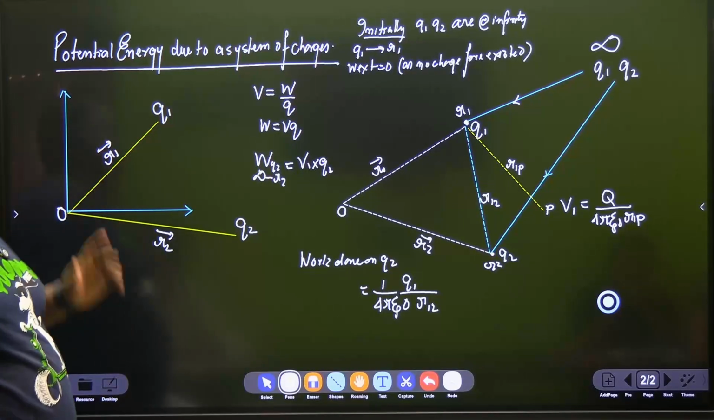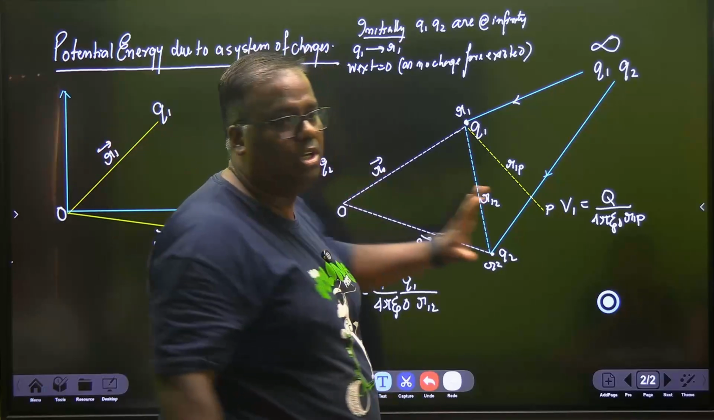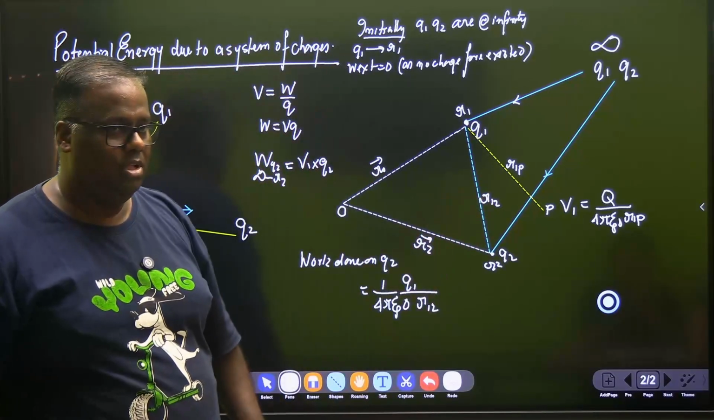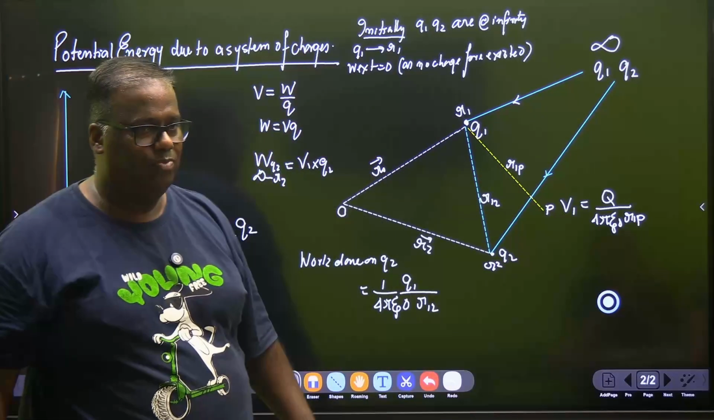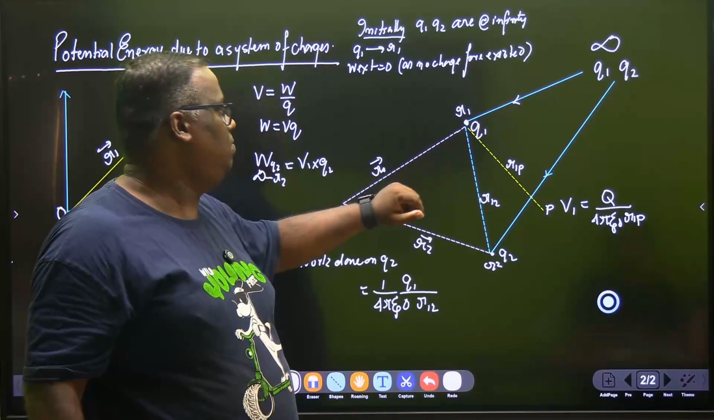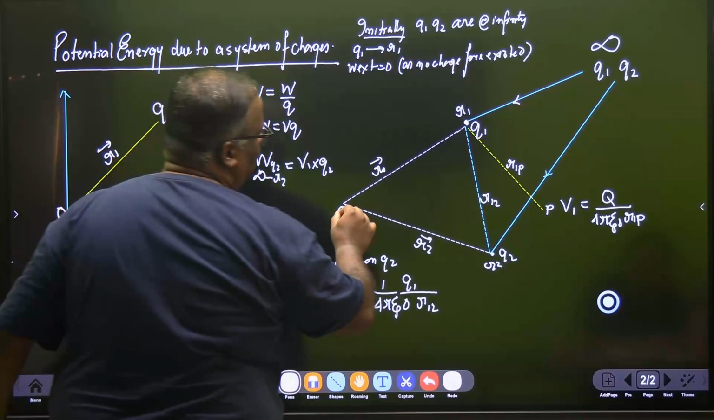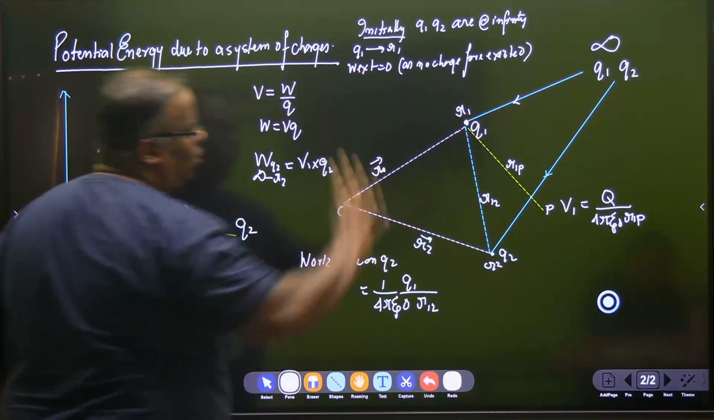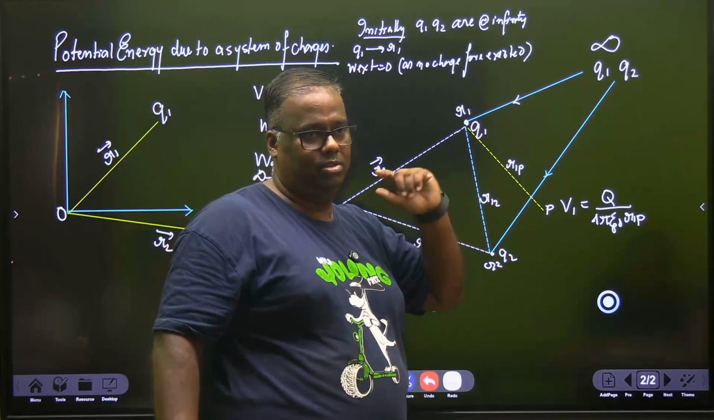So we start from scratch. We say that this sort of system does not exist. We will create this system. So we have q1 and q2 which are placed at infinity, and we locate a point r1, at some distance from the origin, some point in space. You want to bring q1 from infinity to r1.